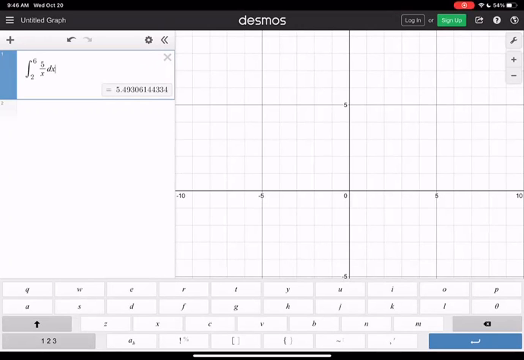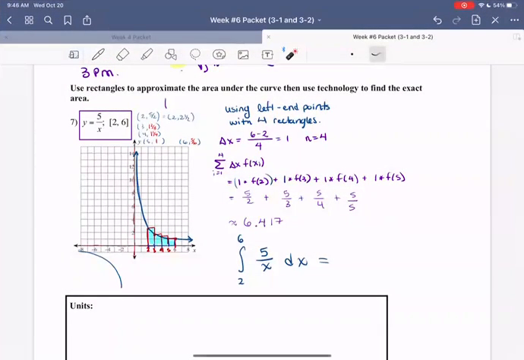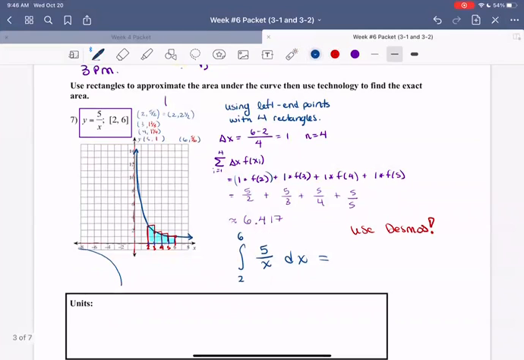So we see here 5.49306144, etc. is the area under the curve exactly between 2 and 6. So we can write that on our notes: use Desmos to get exactly, well, we have to round, 5.49. So we see that our estimate was a little bit of an overestimate, and that's because we're using these left endpoints in this case, which give us a little bit extra area for each computation.